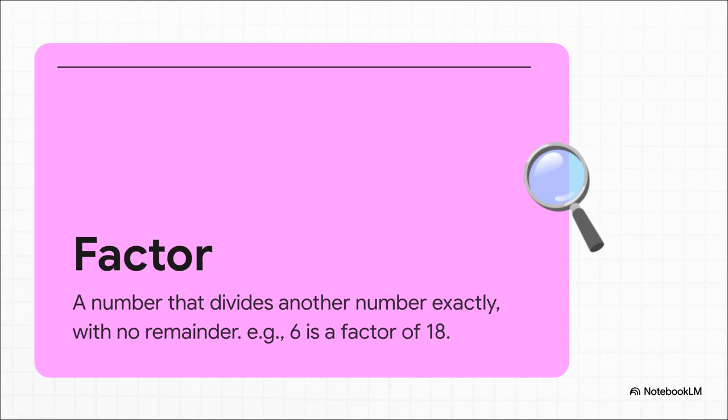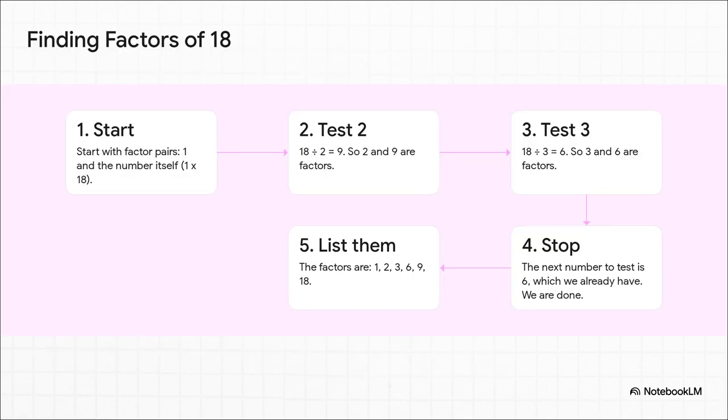Factors are kind of the opposite. They're the numbers that divide into another number perfectly, with absolutely no remainder left over. You can think of them as the building blocks or the Lego bricks that make up a number. So for example, 6 is a factor of 18 because 18 divided by 6 gives you a nice whole number, 3.